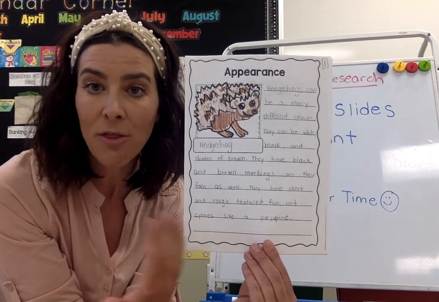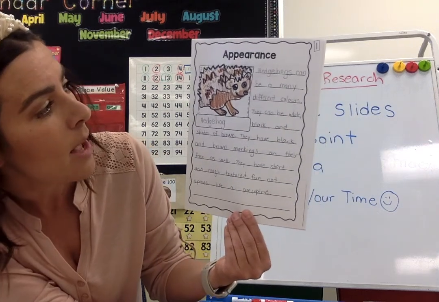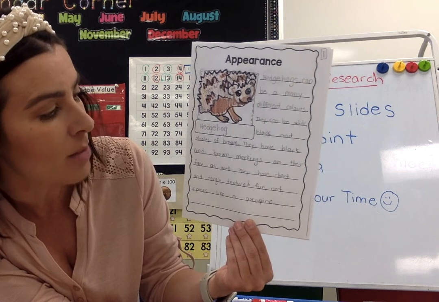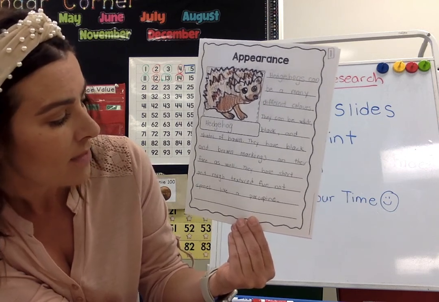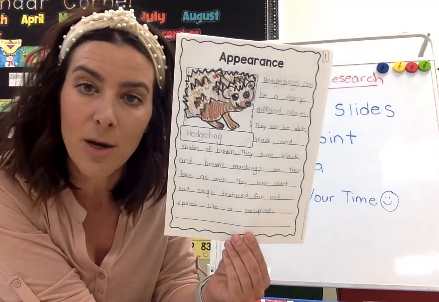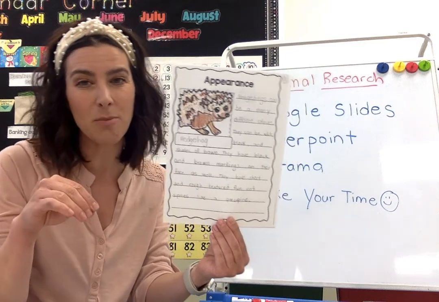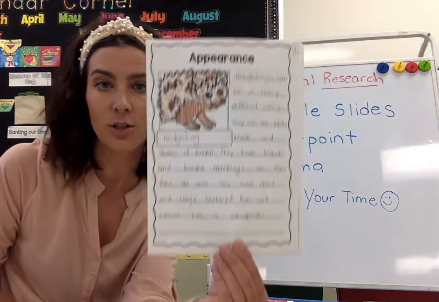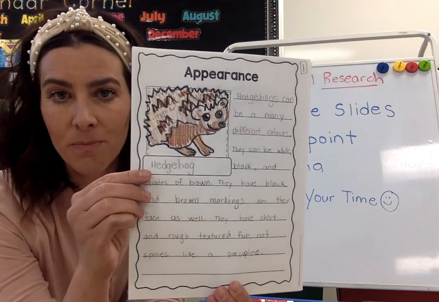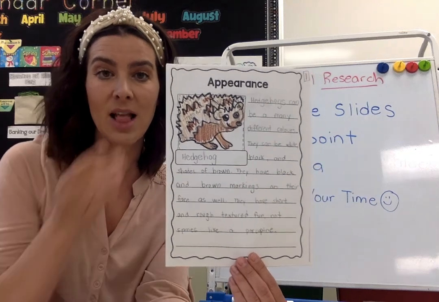This would get me in that 3 to 4 mark that we talked about with our rubric. Hedgehogs can be many different colors. They can be white, black, and shades of brown. They have black and brown markings on their face as well. They have short and rough textured fur, not spines like a porcupine. So that's important. Lots of people might think they might be pokey like a porcupine, but it's just very rough textured fur. And then even on here, I did label rough fur. So that would be a sample of what we'd be expecting to see inside this report.